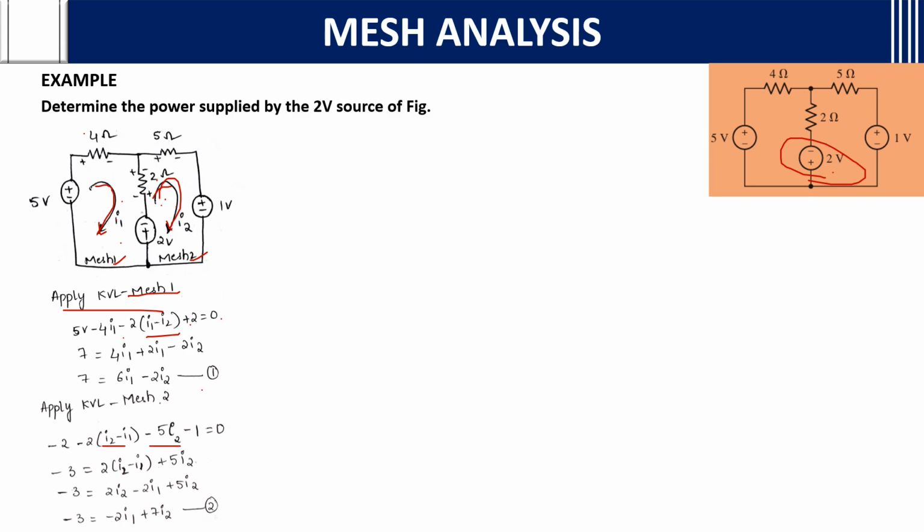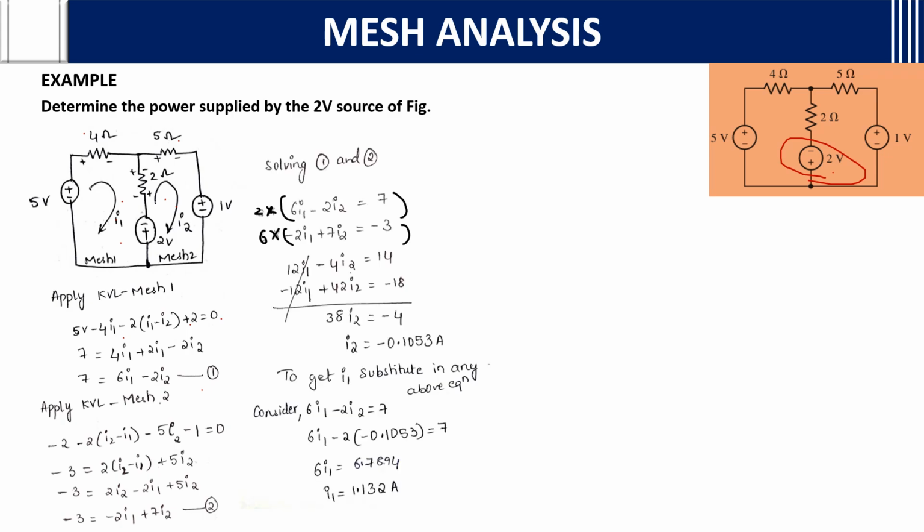Then 5 into I2. Then minus 1, plus minus 1 is there. So the end sign is minus, so minus 1, that equals 0. After writing these two equations, what will we do? After writing the two equations, we need to find the currents in both meshes, I1 and I2, so that we can find the power supplied.